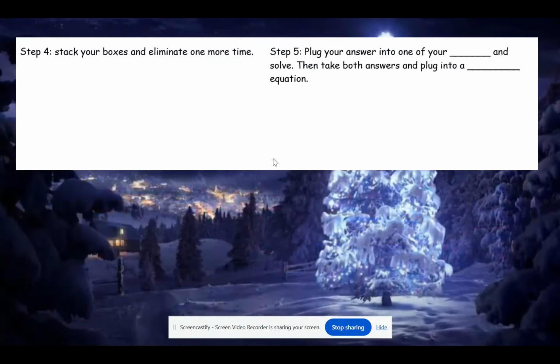Step 4, you're going to take your boxes that you just got and stack them on top of each other. It does not matter who you put on top and who you put on the bottom, but you're going to stack your boxes, and then you're going to do elimination one more time. So we either get the y's to match up or we get the z's to match up.